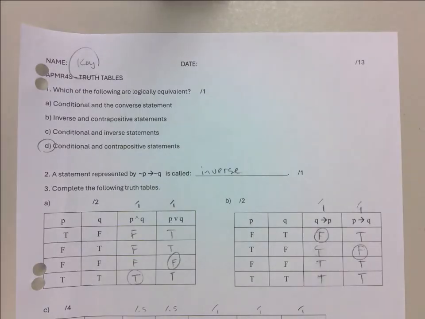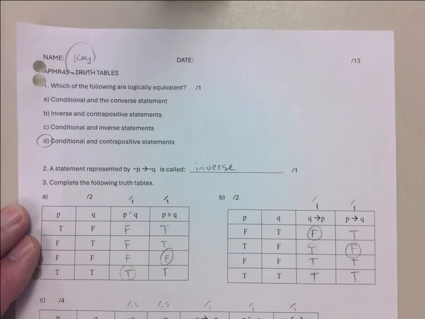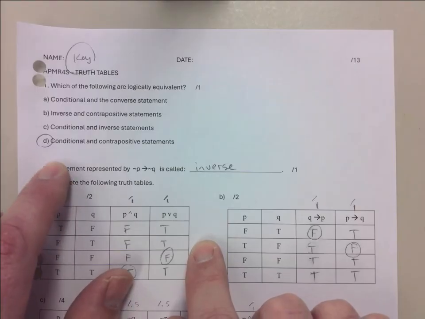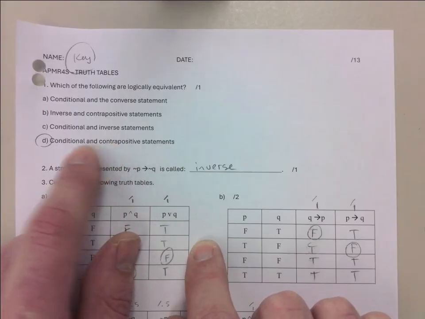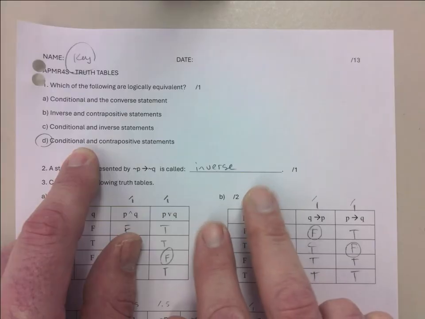I'm just going to show you the key, okay? So, which of the following are logically equivalent? The conditional and the contrapositive are logically equivalent. Which other two are equivalent? The inverse and the converse, right?